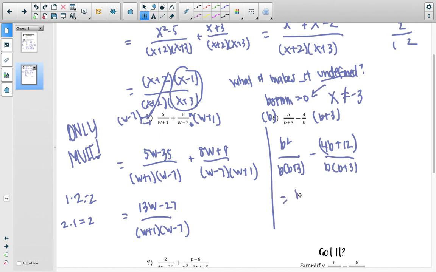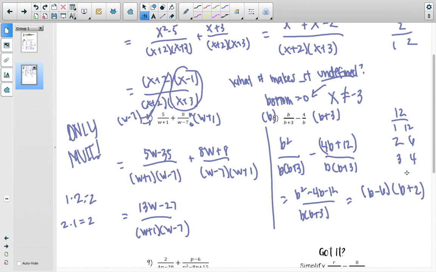So there's nothing to combine on the top. It's just going to be b squared minus 4b minus 12. And then I tell you, after this step, you always have to see if you can factor. And you can. Factors of 12 are 1 and 12, 2 and 6, and 3 and 4. 3 and 4 will not get you 4, but 2 and 6 will. So it's actually going to be b minus 6 and b plus 2. Okay, and then b and b plus 3. So it actually doesn't simplify.